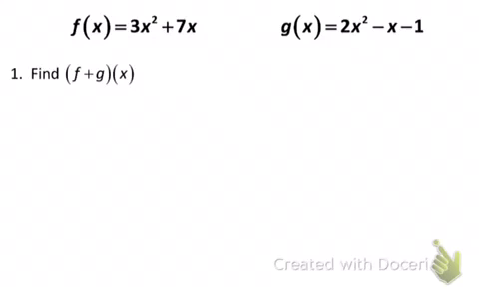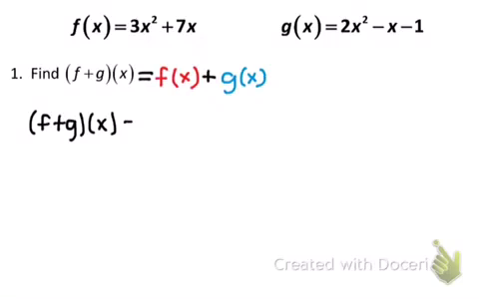In our first example, we are going to add (f + g)(x). Now, (f + g)(x) is the same thing as taking our f(x) function and adding it to the g(x) function that is given. So let's start with writing out (f + g)(x) and filling in what those two functions are.